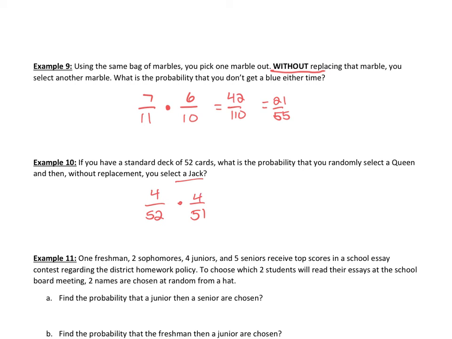So there would still be 4 of those left, which when we want to look at solving and multiplying, we get the 16 out of the 2652, which would be able to simplify to a 4 in 663 chance.